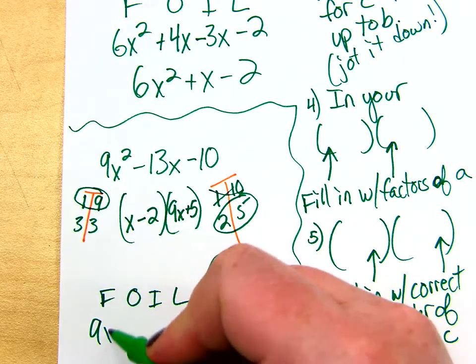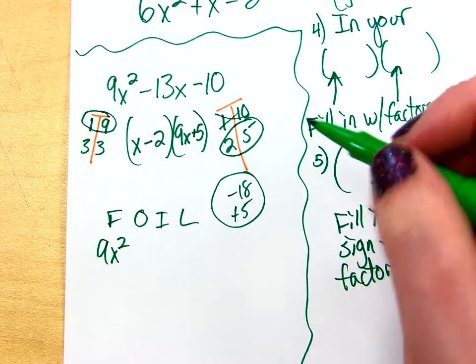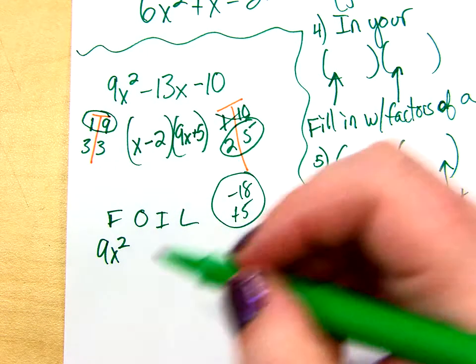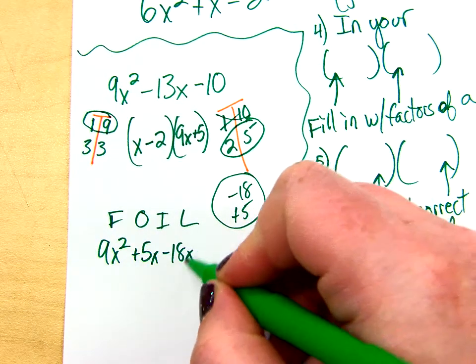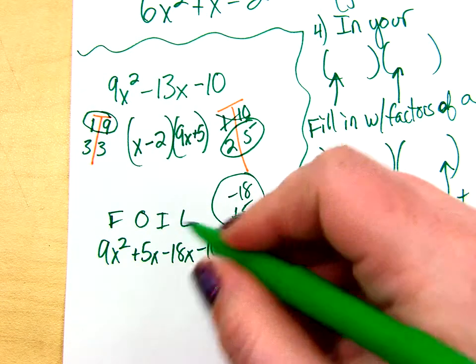First, 9x squared. Outers would be plus 5x. Inners, negative 18x. And then last, negative 10.